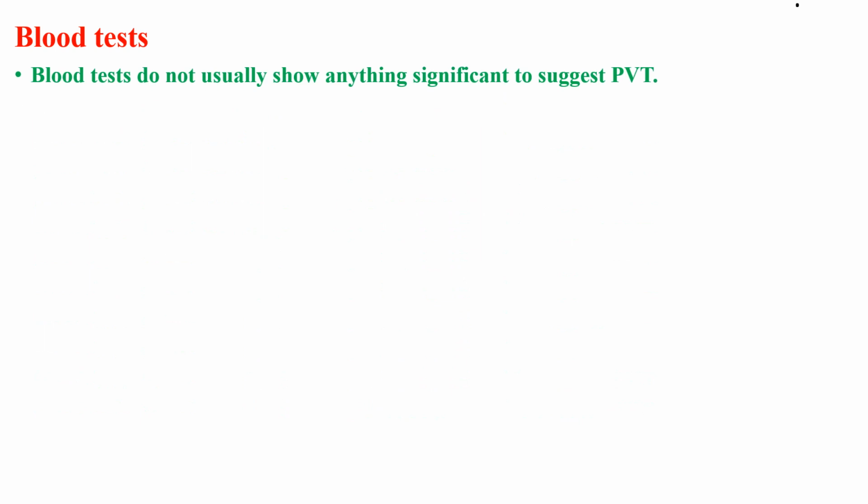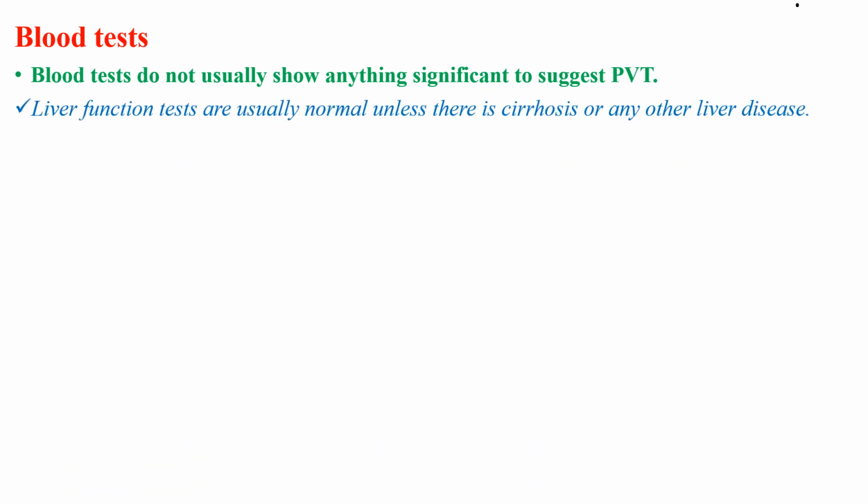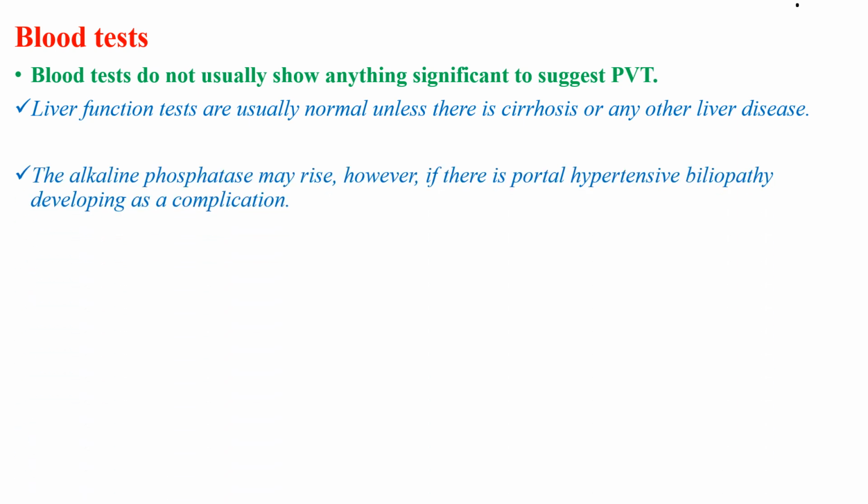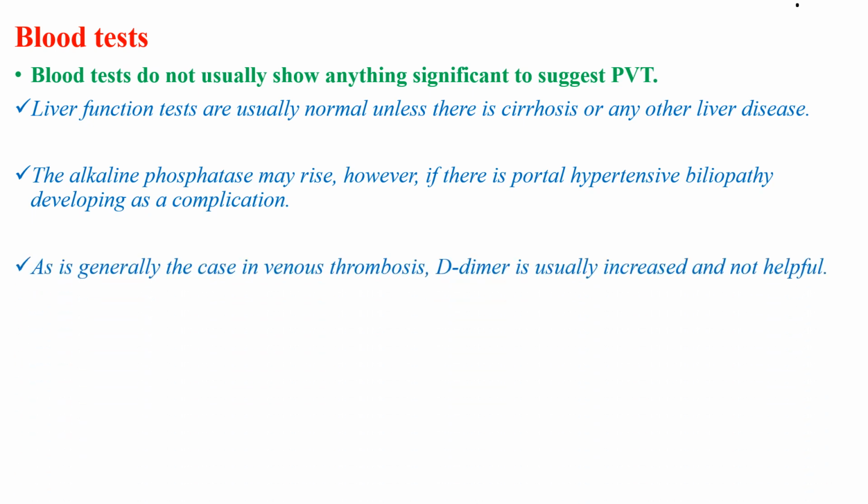Blood tests do not usually show anything significant to suggest portal vein thrombosis, but on complete blood count, we might see anemia if there is bleeding, and liver function tests are usually normal unless there is cirrhosis or any other liver disease. The alkaline phosphatase may rise, however, if portal hypertensive biliopathy develops as a complication. As is generally the case in venous thrombosis, D-dimer is usually increased and not helpful.